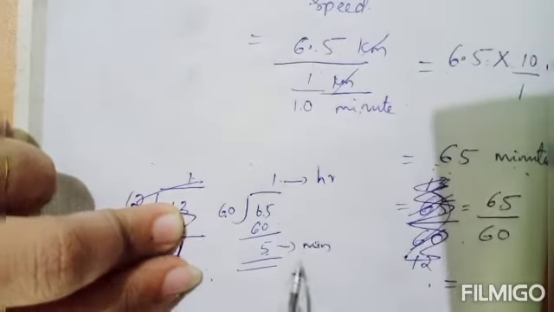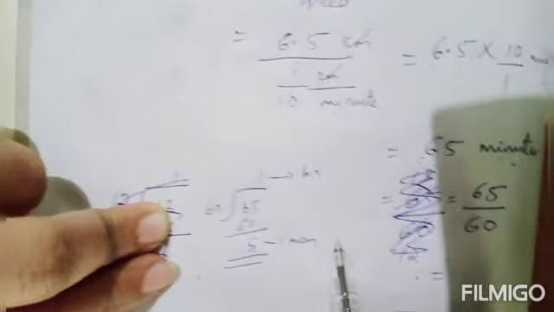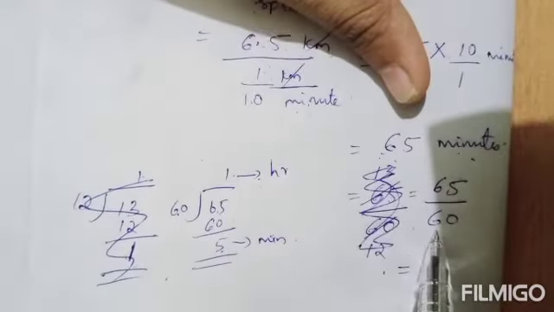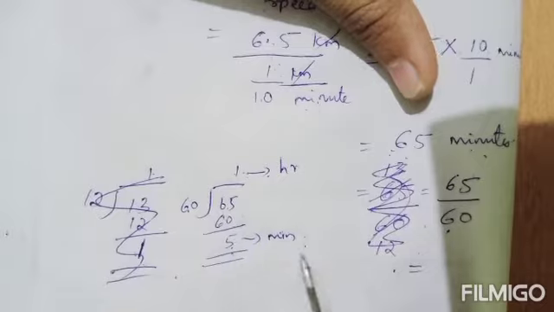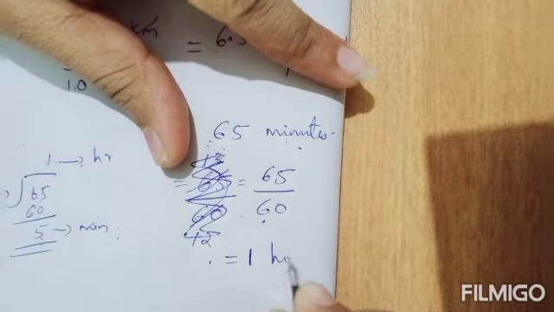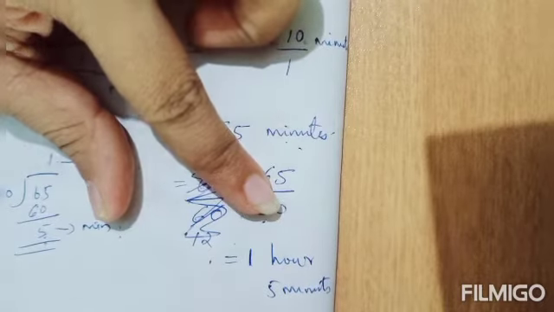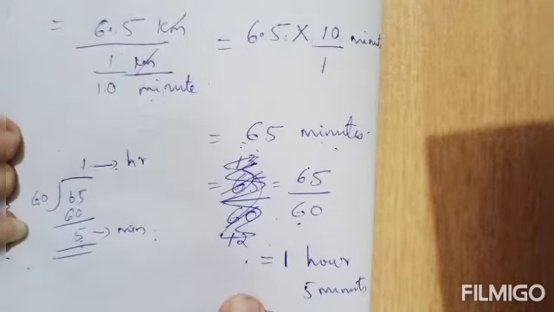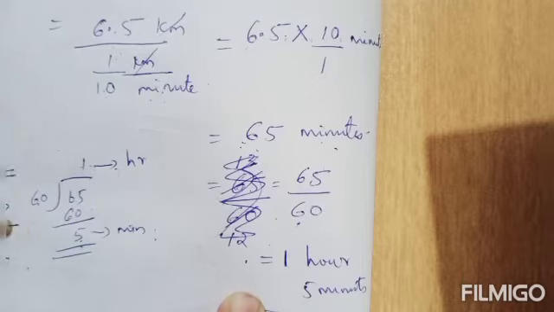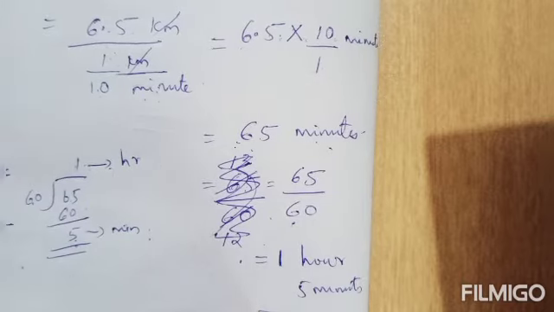Okay, you have studied about this in your 5th standard. So 65 by 60 it is 1 hour 5 minutes. You can write the answer 1 hour 5 minutes. Okay, this much time is taken to cover or to walk 6.5 kilometer.